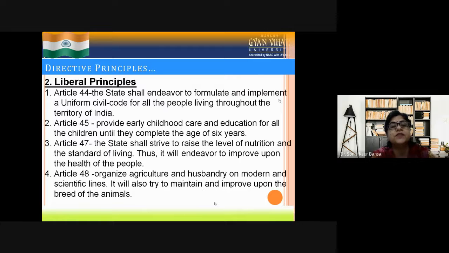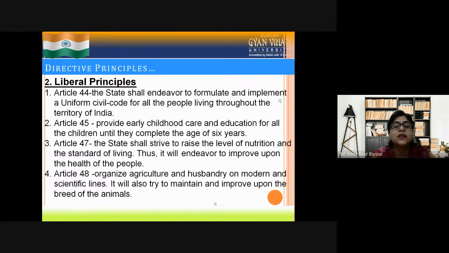Now, directive principles are related to liberal principles. Second part is about liberal principles, and Article 44 starts with it. Article 44, the state shall endeavor to formulate and implement a uniform civil code for all the people living throughout the territory of India. All right, students. So this is about liberal principles.